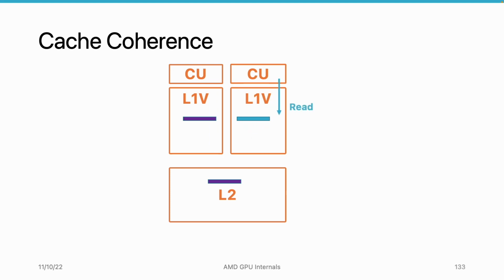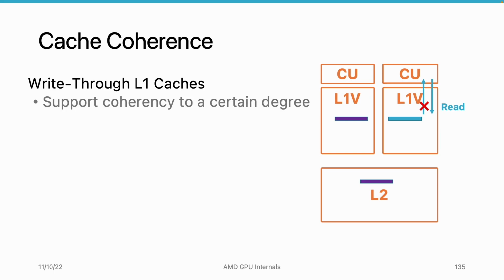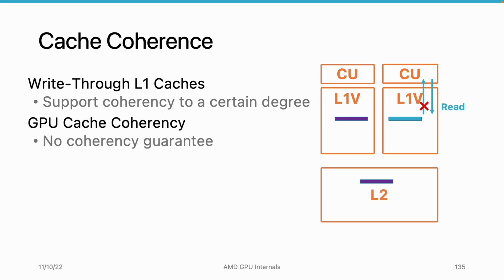So coherency support in GPU is not perfect. In CPU, you don't see this problem. And in GPU, you do see this problem, and you have to use software to avoid this type of scenario. As a summary, we have write-through L1V caches that support coherency to a certain degree. For the previous example, coherency is guaranteed because every write goes to L2 caches. But GPU cache coherency is not perfect. We don't have any coherency guaranteed there. And the memory consistency model is a weak consistency model. There's no memory access ordering guarantee.